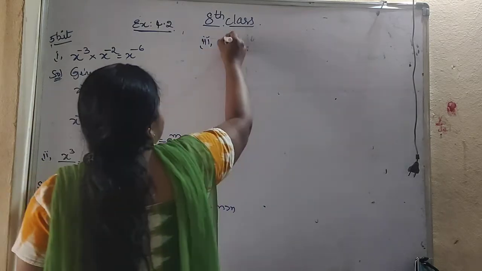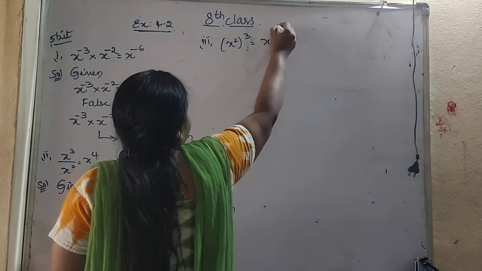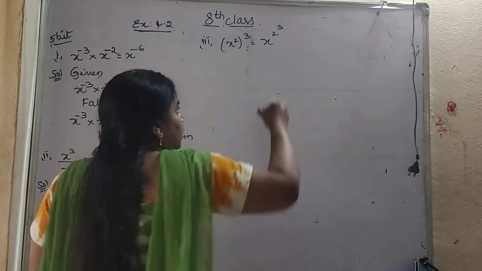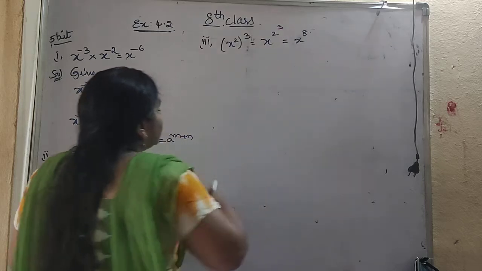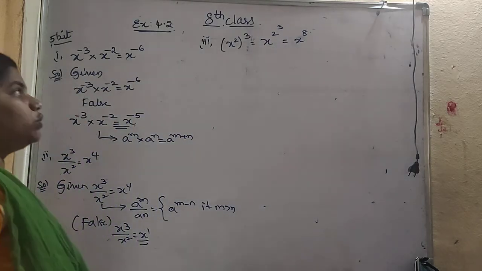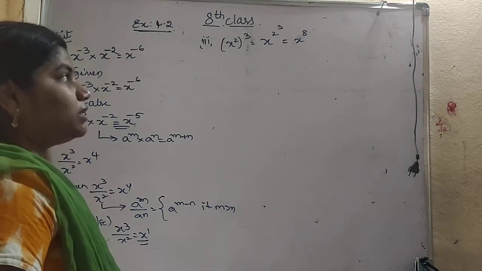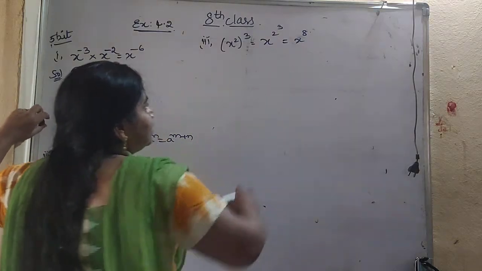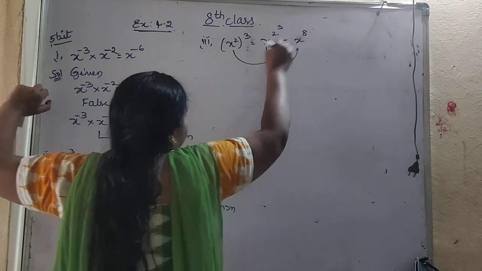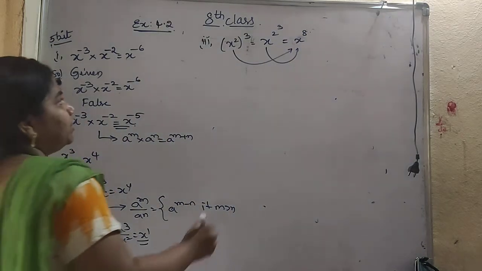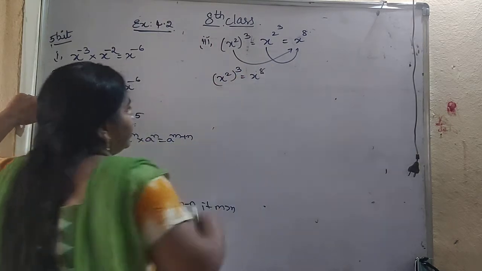What is the third one? x square whole cube is equals to x power 8. They also said x power 2 cube is equals to x power 2 cube, 2 raised to cube is equals to x cube. So whether in these three you will get the same answers or not, you will see. So this answer is equals to x cube. This answer is also equals to x cube, it seems. So whether it is true or false, we will see. So x square whole cube is equals to x power 8, he told.